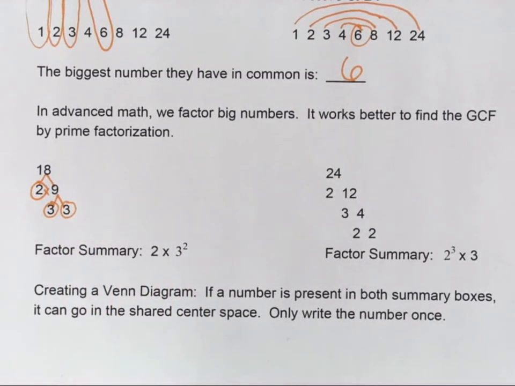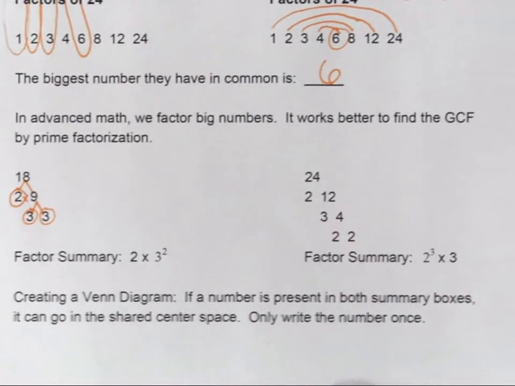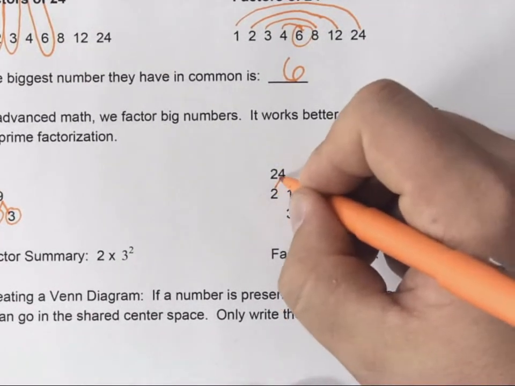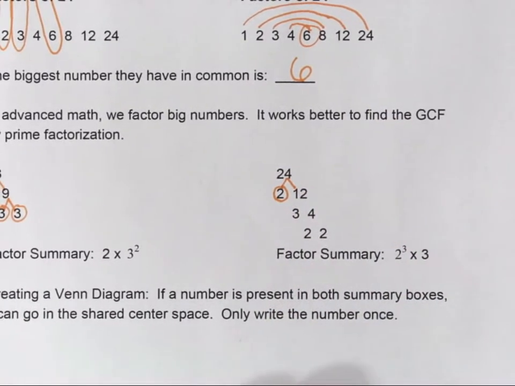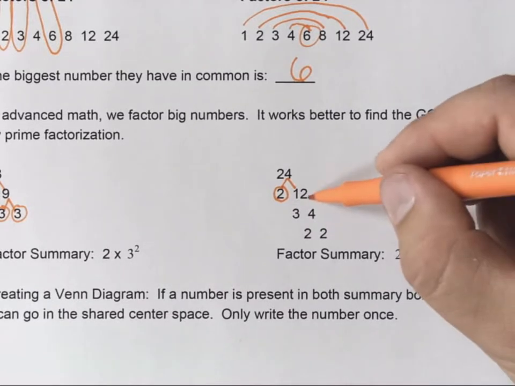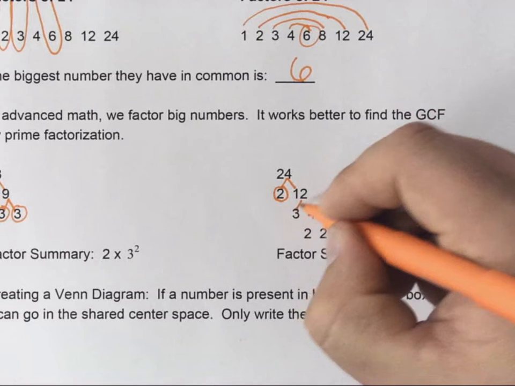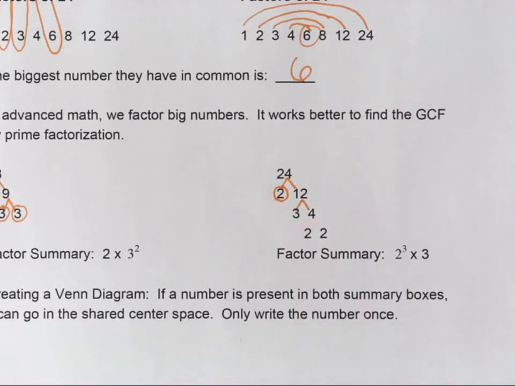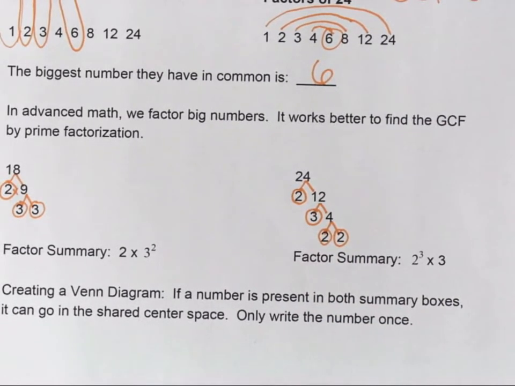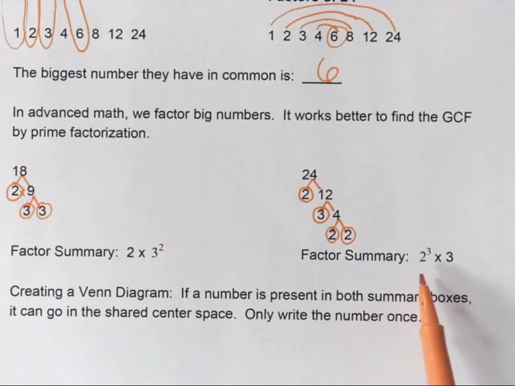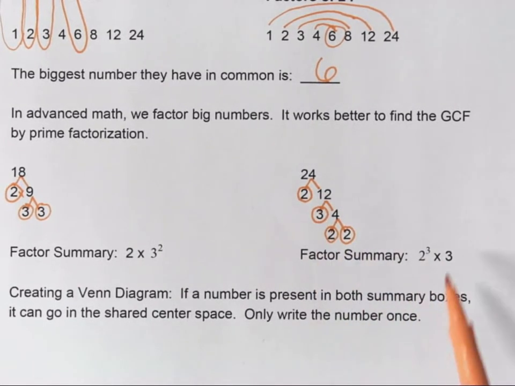because there are 2 3's that repeat. Okay, if we are to do the prime factorization for 24, we know that 24 breaks into a 2 and a 12. 2 is prime because it is not divisible by anything but 2 and 1. 12 is not prime. We can break that into a couple different ways, but we could break it into a 3 and a 4. 3 is prime, 4 is not. So we still need to break the 4 into its factors of 2 and 2, which are now prime. So we're going to circle those 2's. So the factor summary is 2 to the third power, because we have 1, 2, 3 2's, and 1 3. So 2 to the third power times 3.